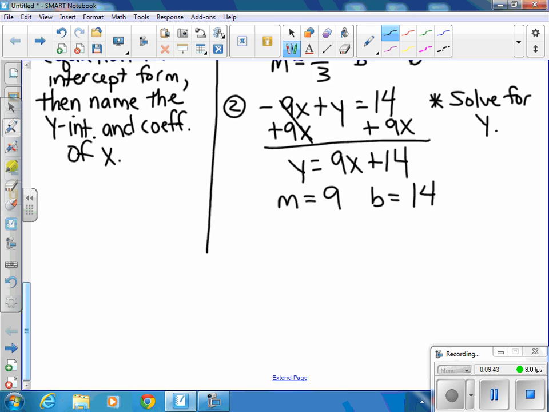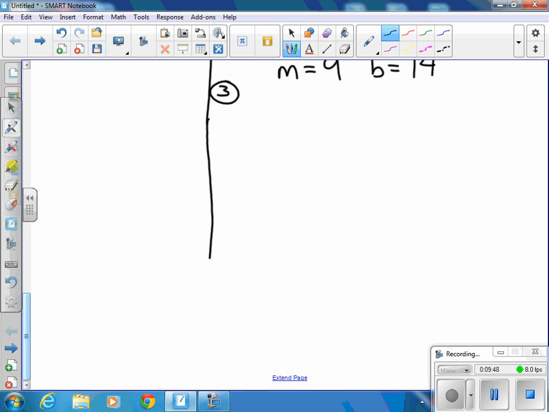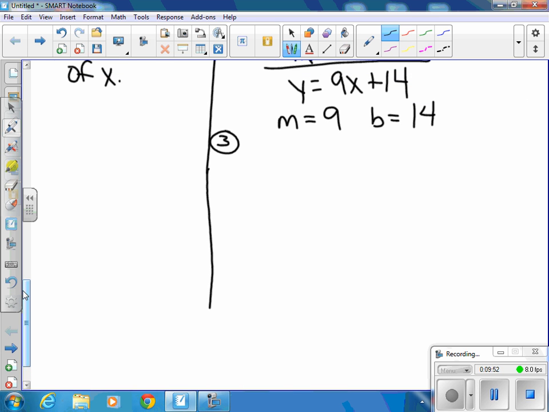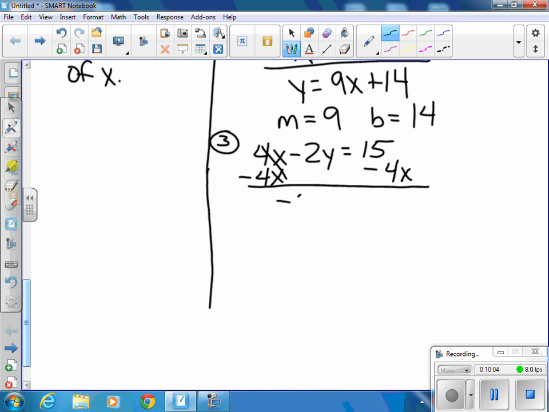Okay, so we're going to practice some more of these because there are different variations. They do get a little harder and a little bit more complex looking. So I want to make sure that you're feeling comfortable with it before you come to class. Okay, so the next one is 4x minus 2y equals 15. Again, you want to solve for the y, so we're going to move the x first. Subtract your 4x to the other side. You have negative 2y equals negative 4x plus 15.